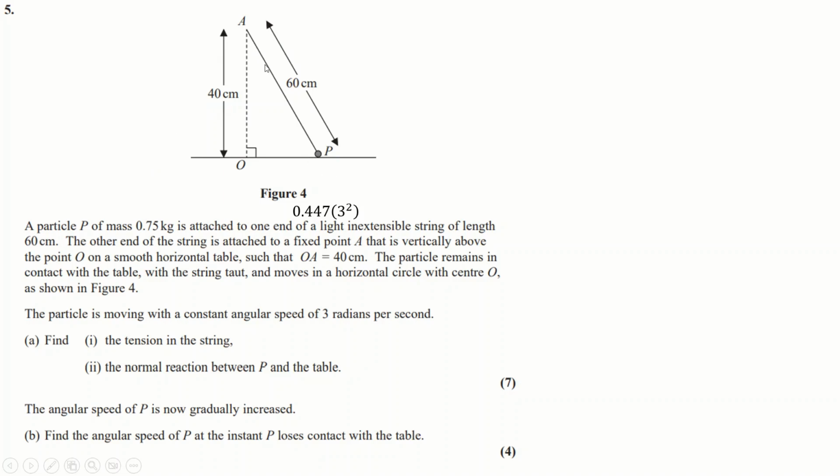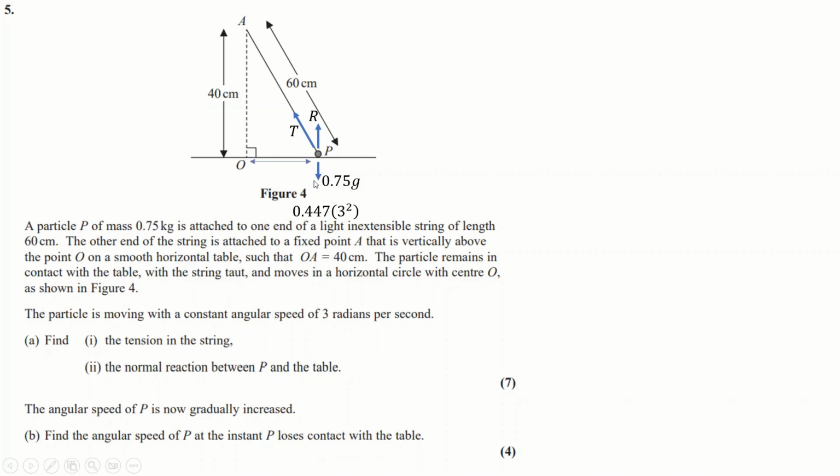60 is remaining constant there, 40 remaining constant there. So there's going to be a tension in this string here. In fact, that's the first thing we're being asked to find. This has a mass 0.75, so it's going to have mg going downwards of 0.75 g. There's going to be a reaction force with the floor that you're spinning this on, so we'll put a reaction force there. It's a smooth floor, so no friction to worry about.